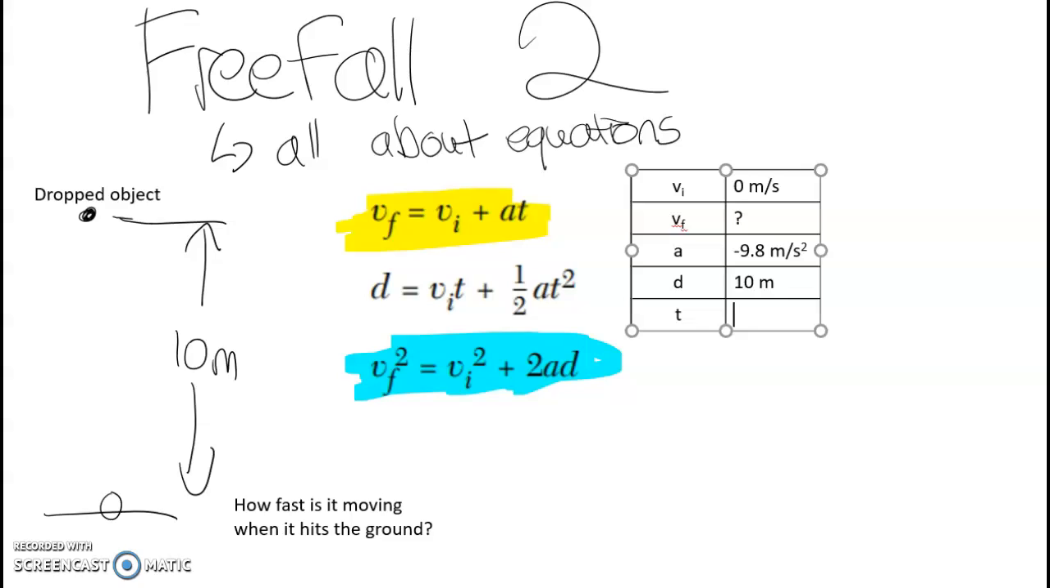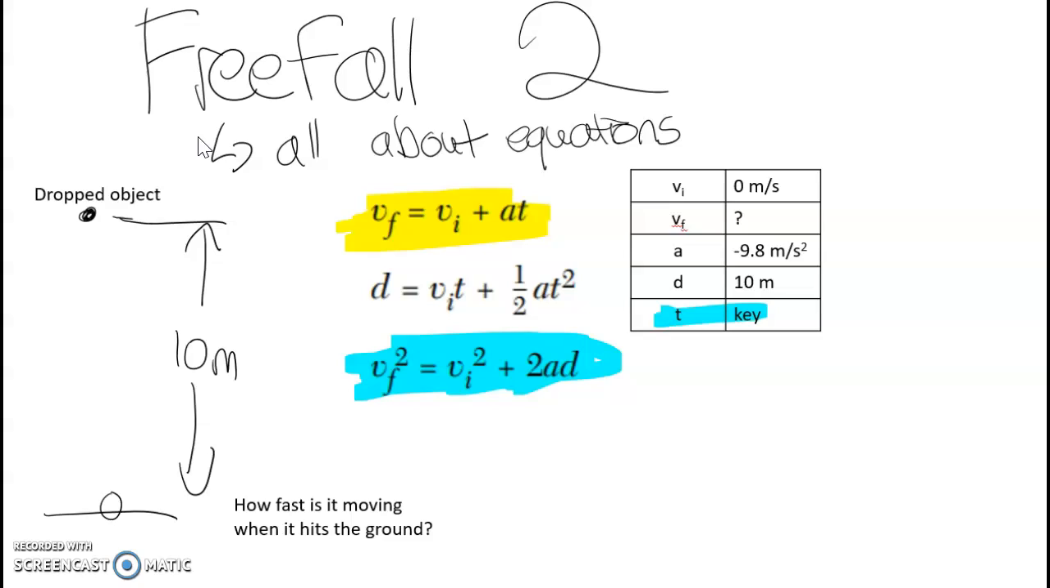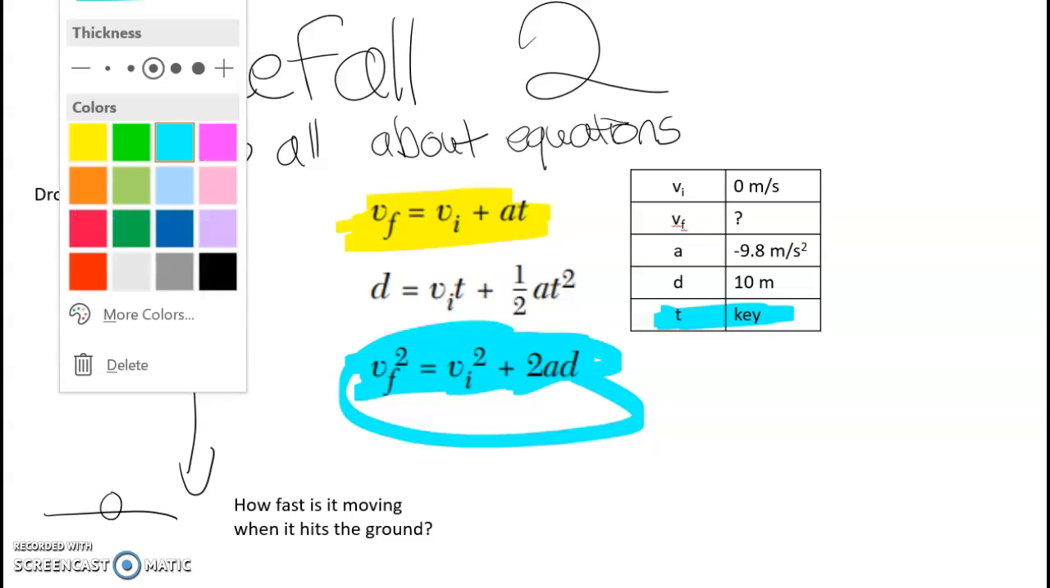Now, I can get to the last one. Time is not something I'm given. It's also not something I'm looking for. And that's actually going to be the key. So I'll call that sort of the key quantity. Now, what's really helpful is by identifying this time as a variable that I don't have, but I also don't necessarily need, is that it tells me that this equation over here that doesn't have time in it is the one to use. Anytime you can identify a quantity that you don't have and you don't need, you want to use the equation where you don't have that quantity.